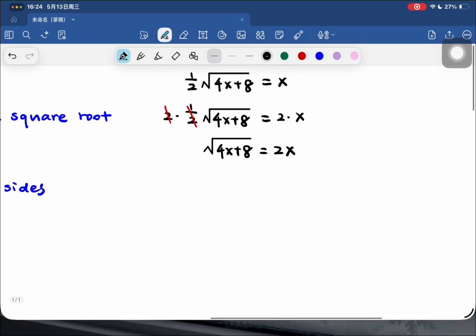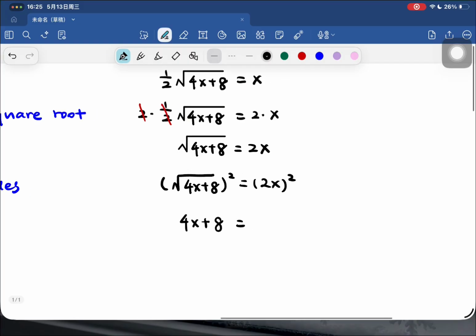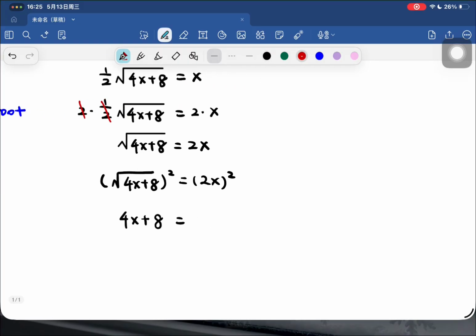So we square both sides to get the square root of 4x plus 8, squared, is equal to 2x, squared. On the left side, the square cancels the square root, and we get 4x plus 8. On the right side, we have to be careful, right? Because the square of 2x means the entire expression 2x is squared. So we square both the 2 and the x to get 2 squared times x squared, which equals 4x squared. So now our equation becomes 4x plus 8 equals 4x squared.